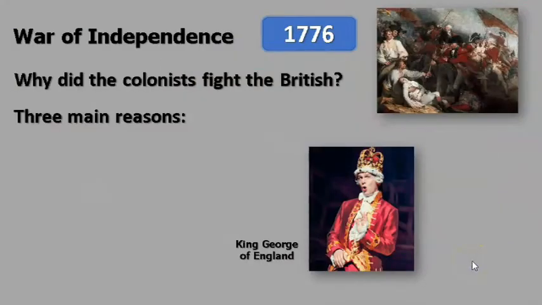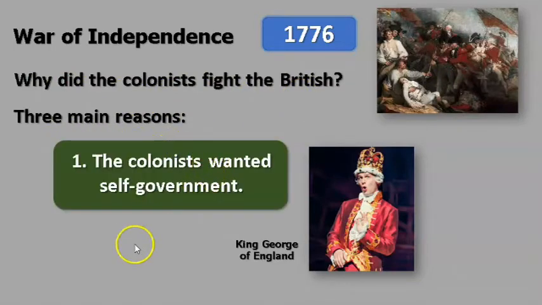So, what were the problems? Why did the colonists fight the British? There were three main reasons. Number one, the colonists wanted self-government. They did not want a king, and they especially did not want King George of England. They wanted to choose their own leaders. That's what self-government is.